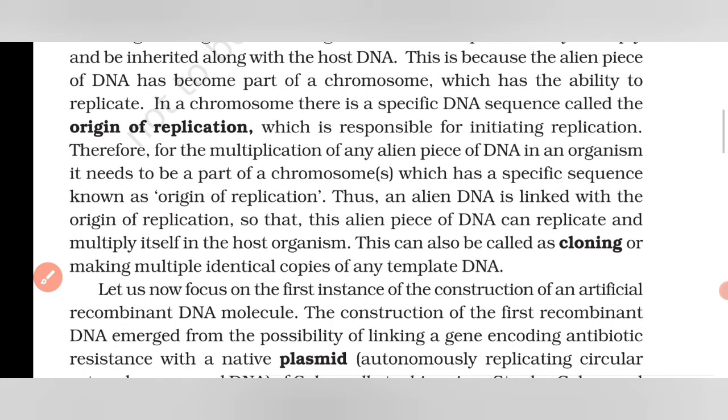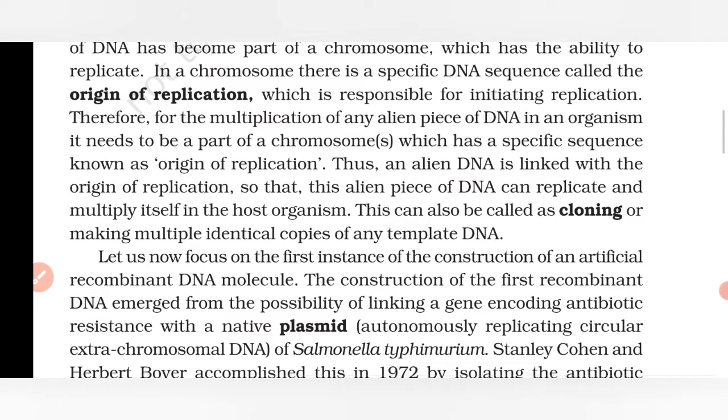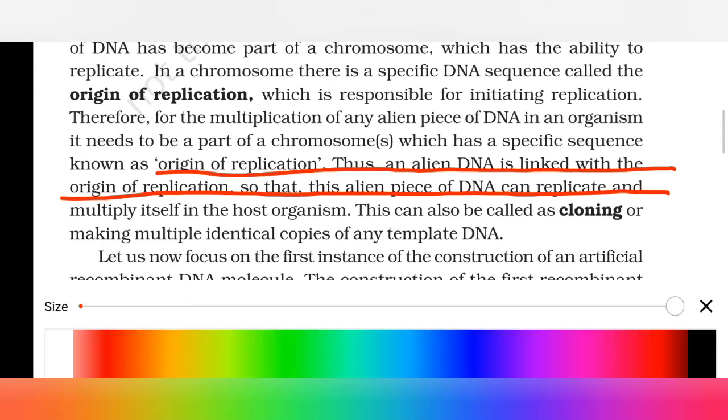Therefore, for multiplication of any alien piece of DNA in an organism, it needs to be a part of a chromosome, which has a specific sequence known as the origin of replication. Thus, an alien DNA is linked with the origin of replication so that this alien piece of DNA can replicate and multiply itself in the host. This is also called cloning, or making multiple identical copies of any template DNA.